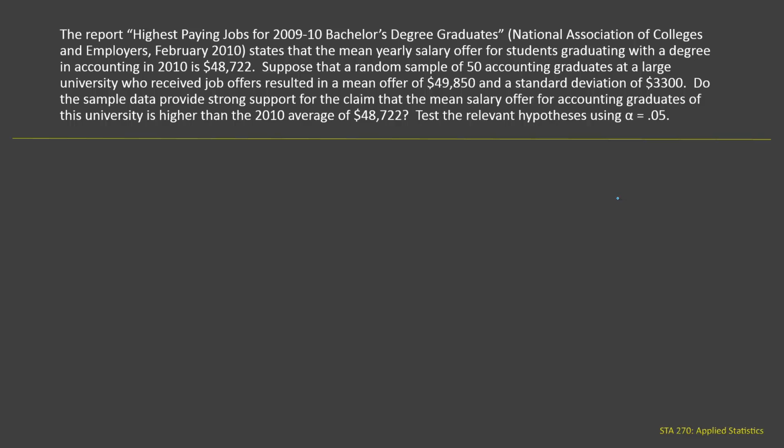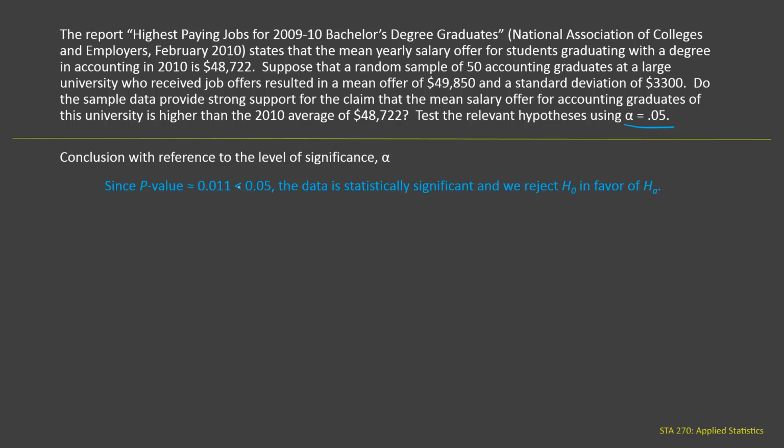Two different ways we're going to state our conclusion here. First, we're going to make a conclusion with reference to the level of significance alpha. Alpha was equal to 0.05. That was the threshold that was set earlier in the problem, given to us. Since our p-value is approximately 0.011, and that's less than alpha, 0.05, the data is statistically significant, and we reject the null hypothesis in favor of the alternative. So we're rejecting the null that mu is equal to 48,722 in favor of the alternative. Remember, the alternative hypothesis was that mu is greater than $48,722.